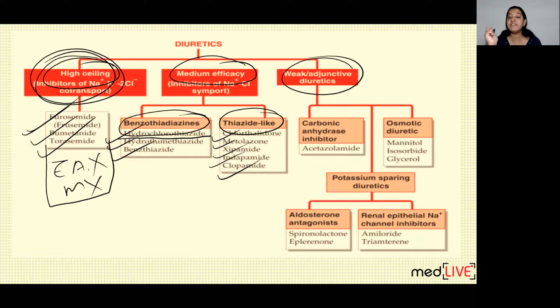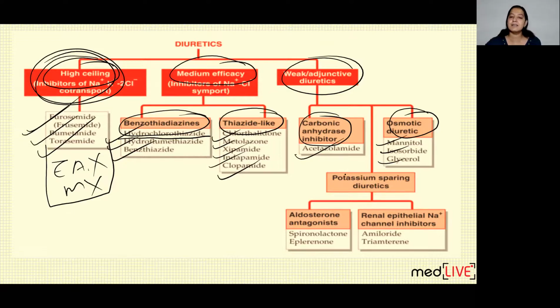Now coming to the weak diuretics. In weak diuretics, there are three classes. Never forget, there are three classes. Carbonic anhydrase inhibitor, only one drug is there, acetazolamide. That is the prototype drug of this class. Then the osmotic diuretics, which I have told you do not follow the definition. They cause only loss of water, no loss of sodium in urine. In this, there are mannitol, glycerol, and isosorbide. All these are sugars. Mind it, all these are sugars. These are known as osmotic diuretics.